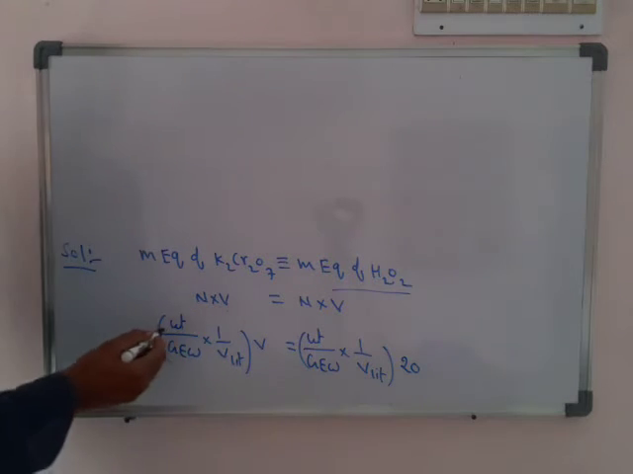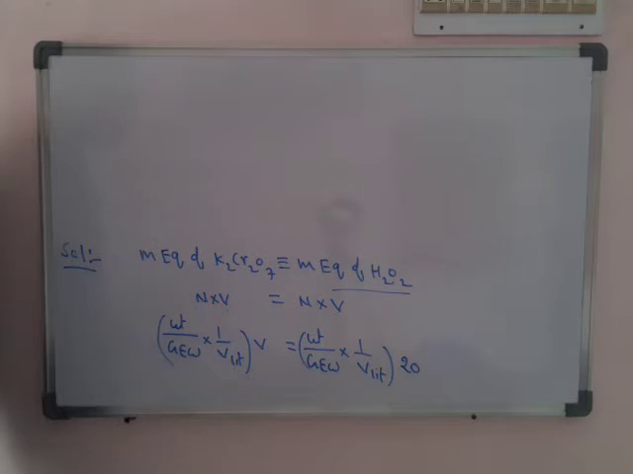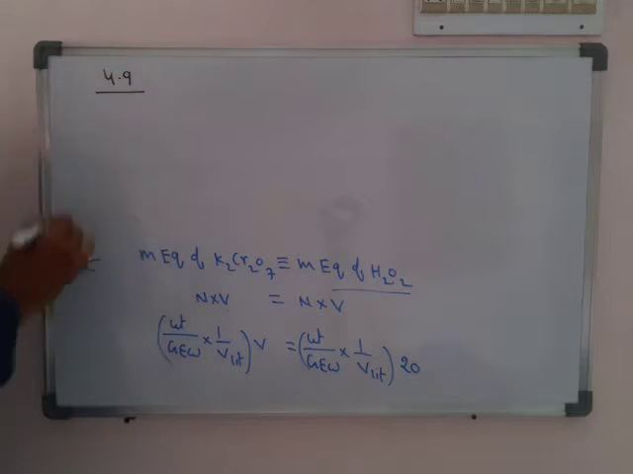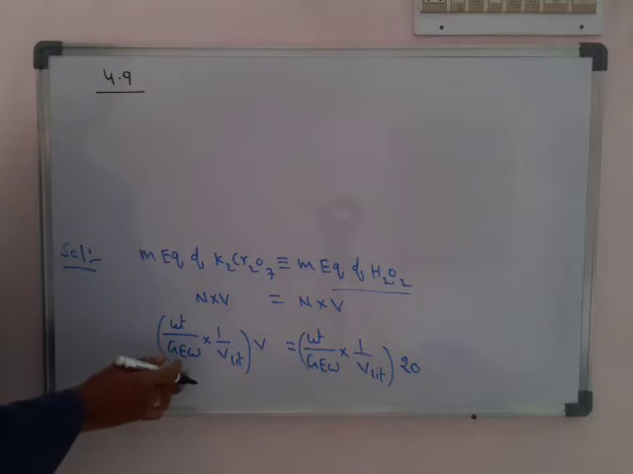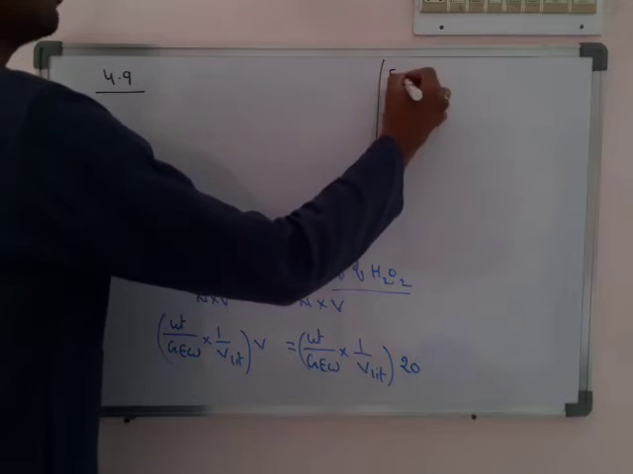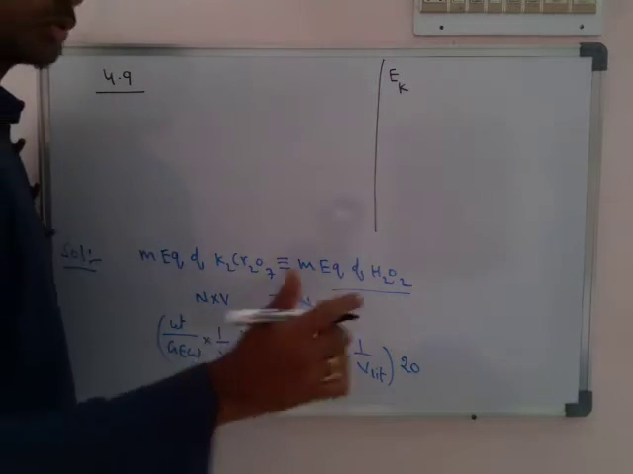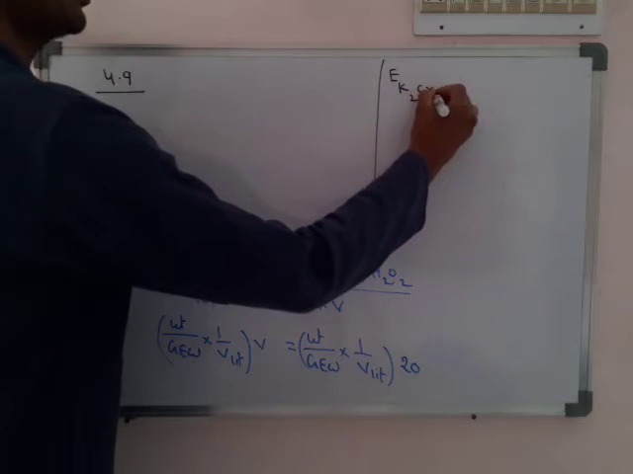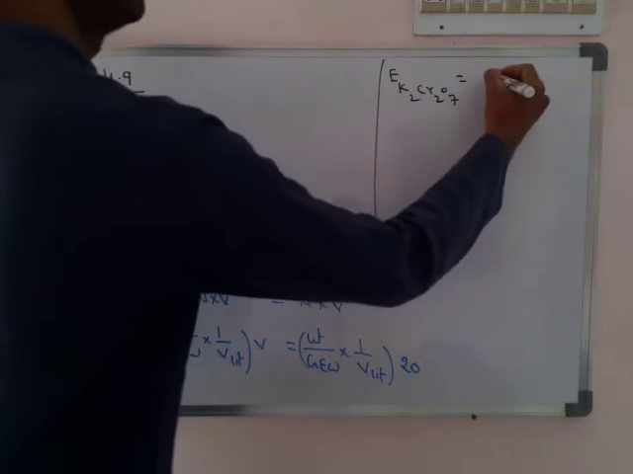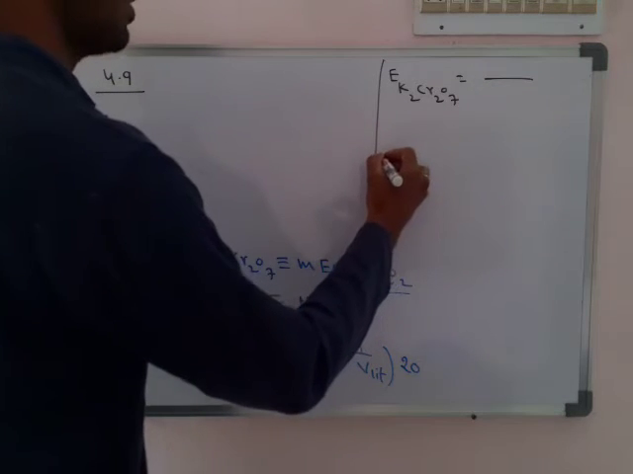So what is the weight? The weight of potassium dichromate is given as 4.9 grams. By the gram equivalent weight, meaning molecular weight by n factor. So equivalent weight or gram equivalent weight, both are equal. For K2Cr2O7, what is the molecular weight? Molecular weight by n factor. So how do we calculate the n factor?